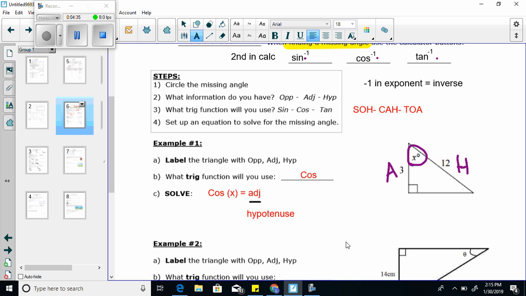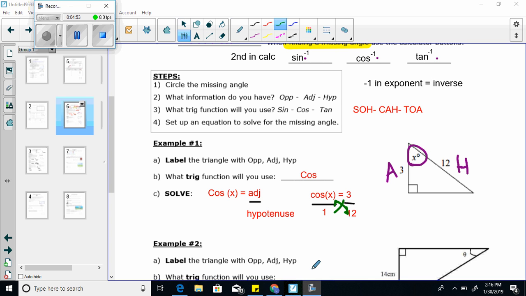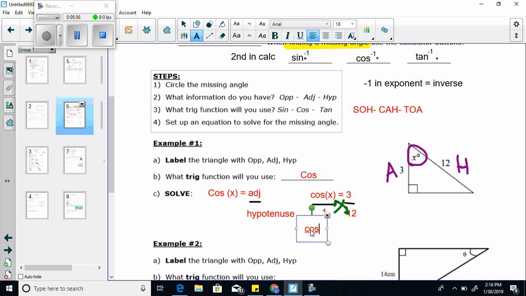So I'm going to set that up, plugging in the numbers. Cosine of x equals adjacent, which is 3 in this case, over 12. I put cosine of x over 1. Remember, we can always put it over 1, and then 3 over 12. I put it over 1 so I can cross multiply. So now I have cosine of x times 12 equals 3 times 1, which is just 3.